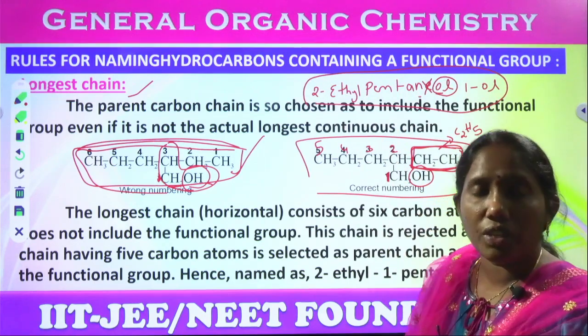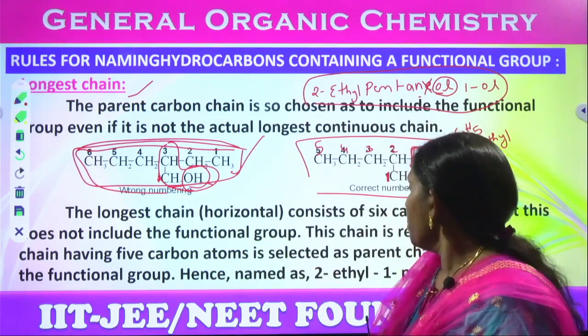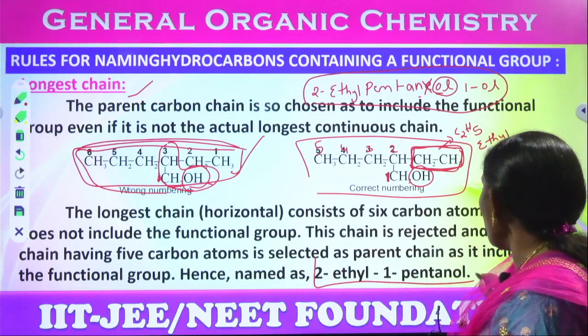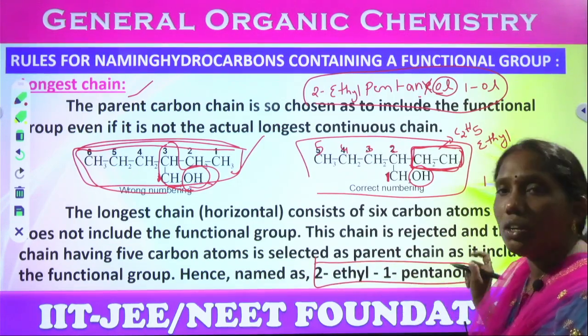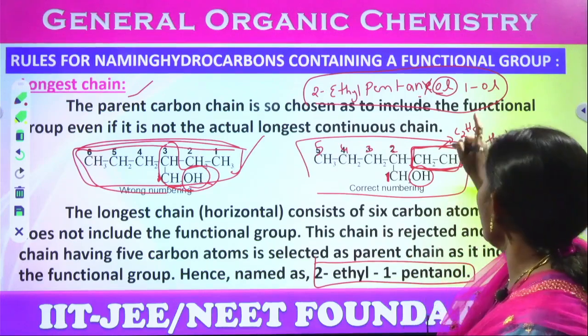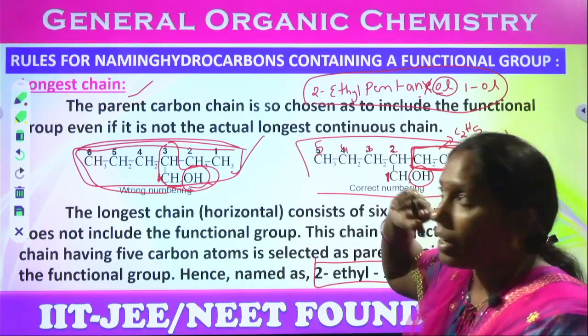We have to give preference to the functional group first. So that is 2-ethyl 1-pentanol. Also we can write 2-ethyl pentane 1-ol, or pentane 1-ol. Okay.